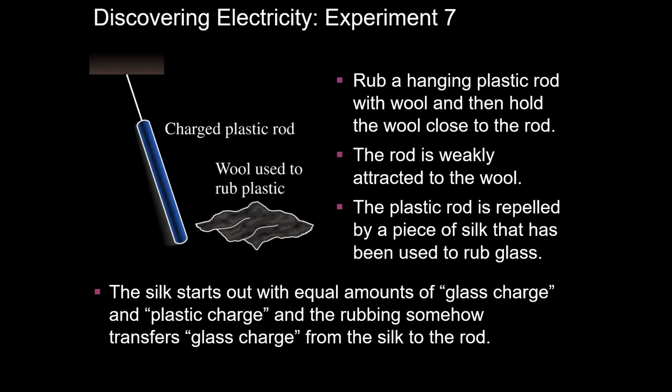So what about the two objects that were rubbed together themselves? The previous experiments were just talking about separate rods charged with separate pieces of glass or silk. If you rub the glass with the silk or the plastic with the wool, in this case the plastic and the wool, you'll find that they attract. So the two objects that are rubbed together will attract when they're done, right?